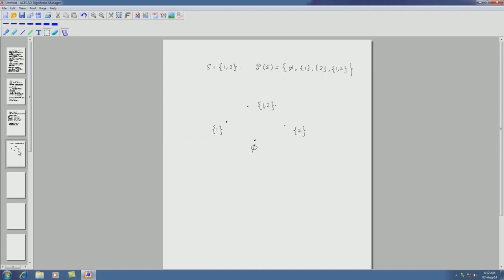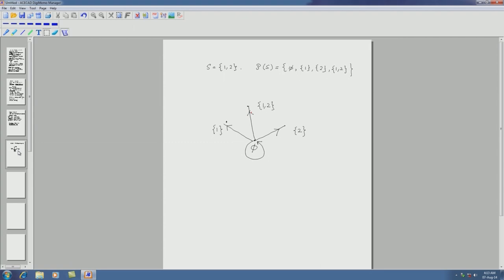Now, we will start joining these points or nodes by directed edges. So, first of all, if I start from phi, I know that phi is related to itself. So, I draw a self loop, and I also know that phi is related to 1. So, I draw an arrow like this, then I know that phi is related to 2. Therefore, I draw an arrow like this, and finally, I draw an arrow from phi to 1, 2, with the arrowhead in the proper direction.